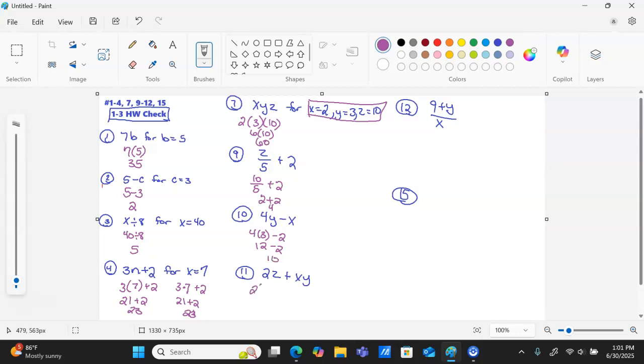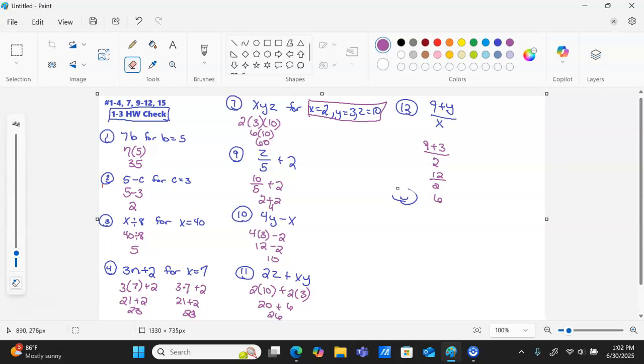2 times z, z is 10, plus x times y. So doing multiplication first, we get 20. 2 times 3 is 6, and we get 26. Number 12, we have 9 plus y would be 9 plus 3 divided by x, which is 2. So we're going to get 12 over 2, which would be 6.